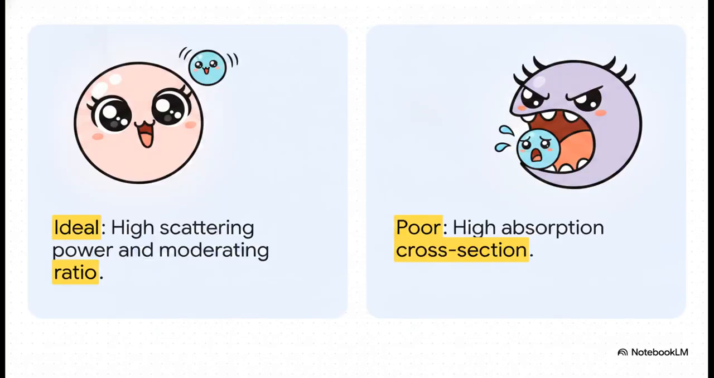That requires a staggering 2,200 collisions. But here's the catch. Just being good brakes isn't quite enough. An ideal moderator definitely needs high scattering power, absolutely, but it also desperately needs a high moderating ratio. It has to bounce the neutrons around efficiently without accidentally absorbing them. A poor moderator might be great at slowing neutrons down, but if it has a high absorption cross-section, it just eats the neutrons. It literally destroys the chain reaction before it can even continue.